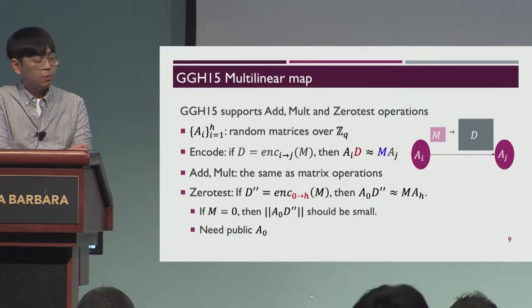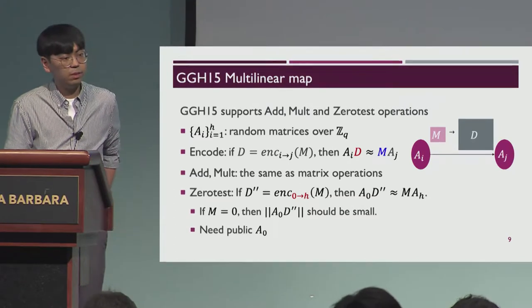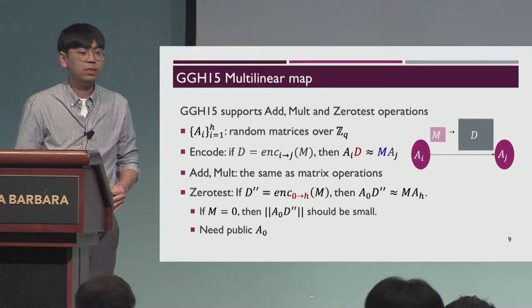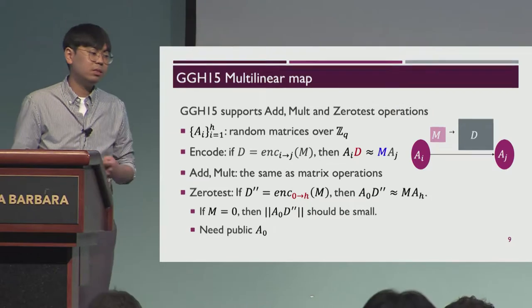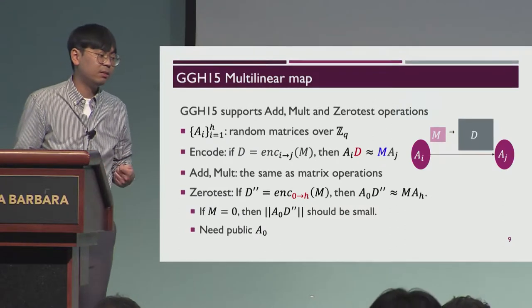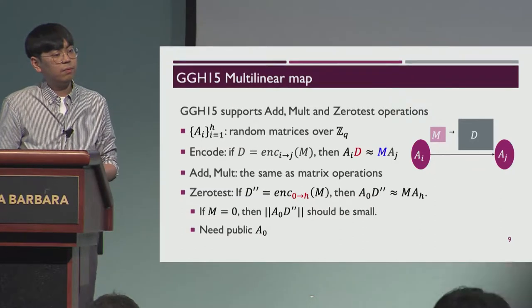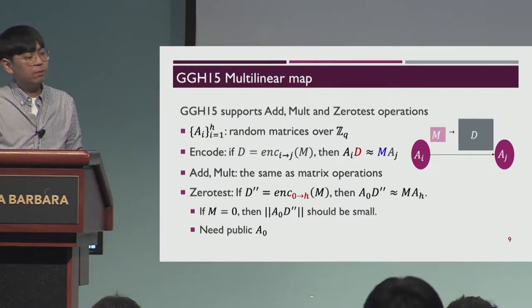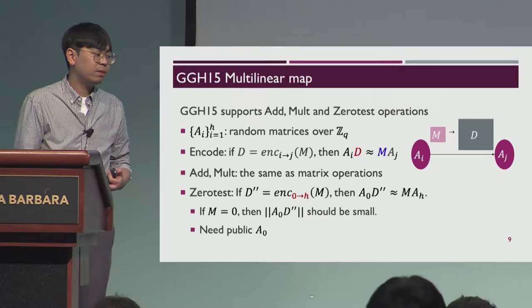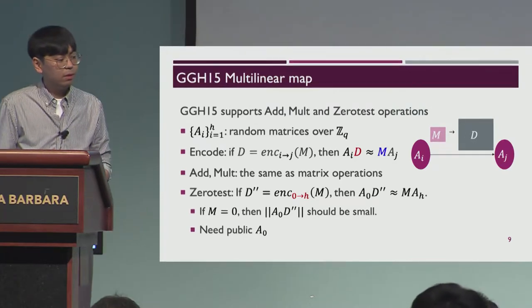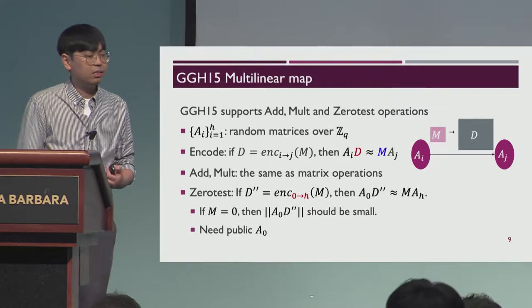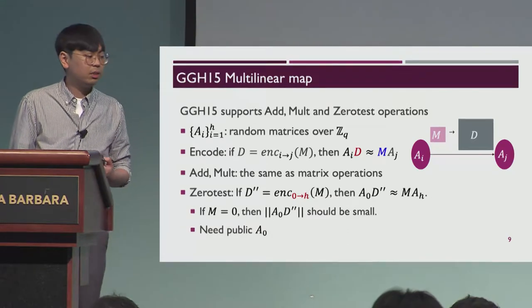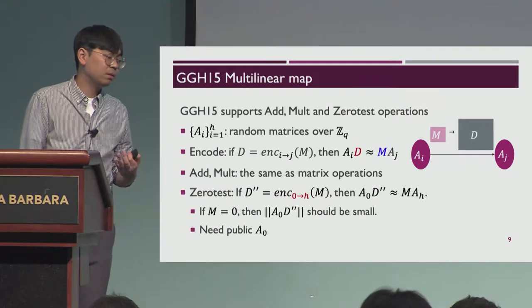To introduce our attack, we briefly review the GGH15 multilinear map. The GGH15 multilinear map supports additions, multiplications, and zero test operations. All operations are defined on a graph whose vertices are random matrices A_i, with an edge from A_i to A_j. The encoding of the GGH15 multilinear map has a special structure. If D is an encoding of M with an edge from i to j, then A_i D is approximately equal to M A_j. And addition and multiplication are the same as matrix operations.